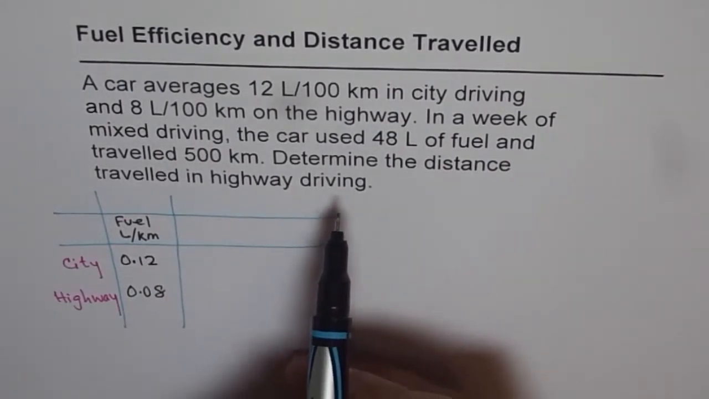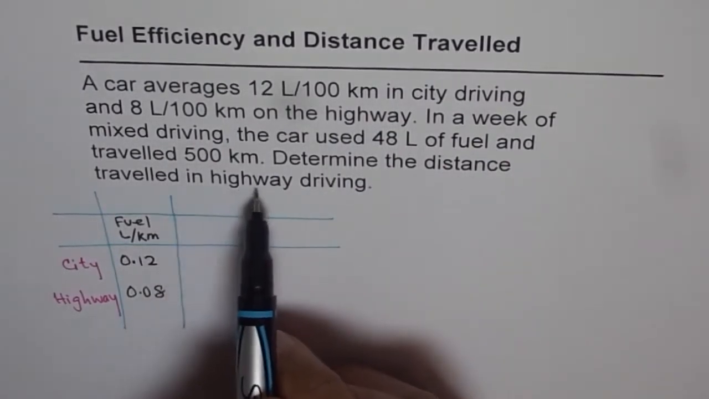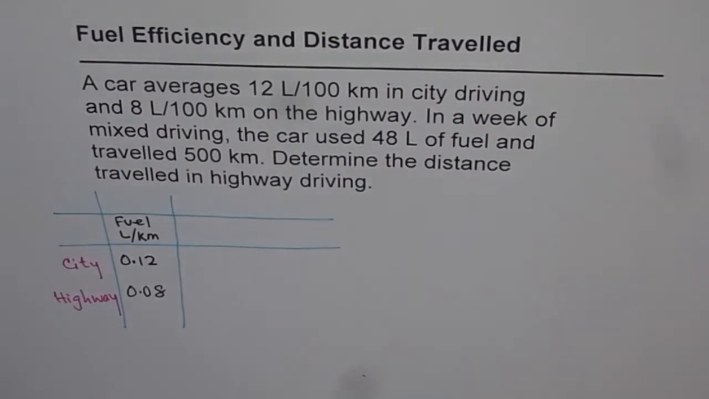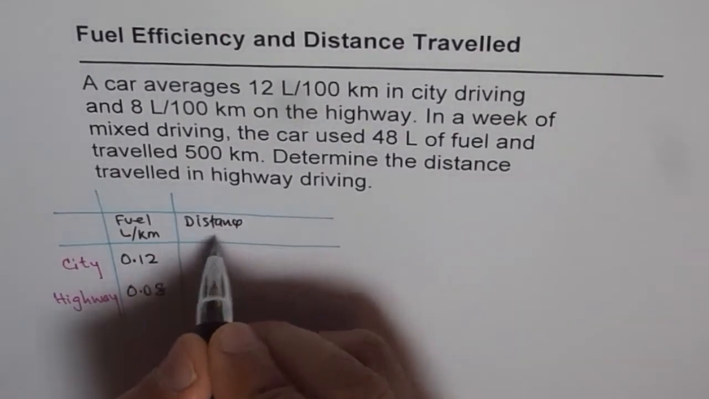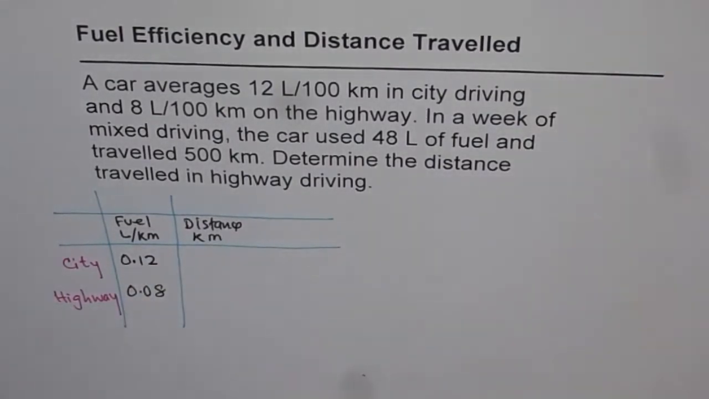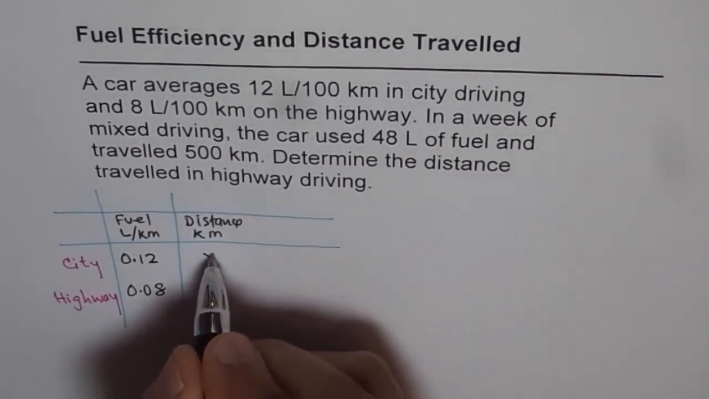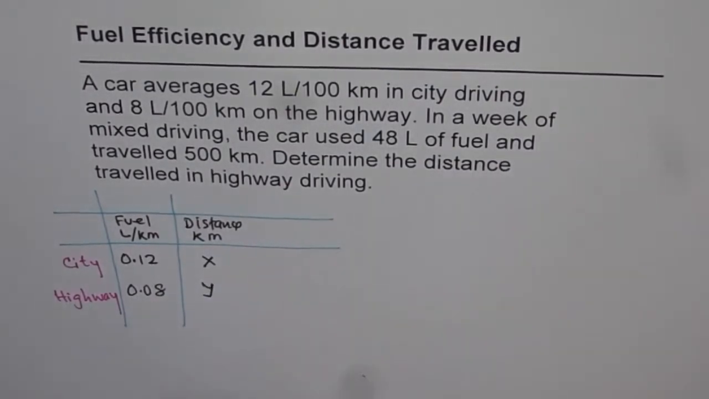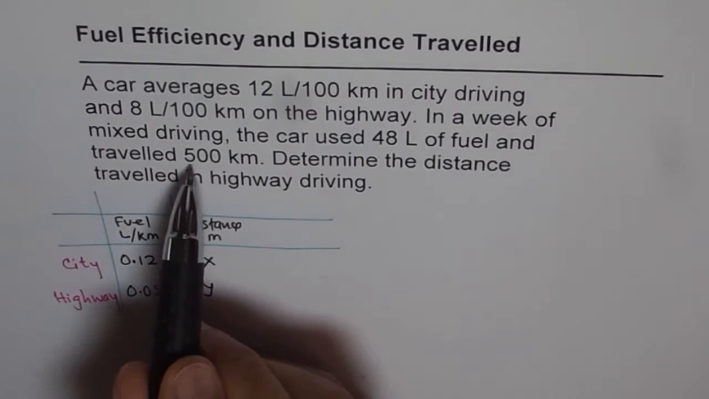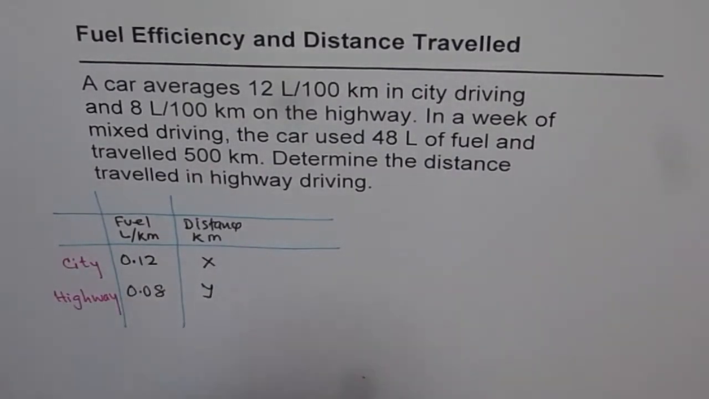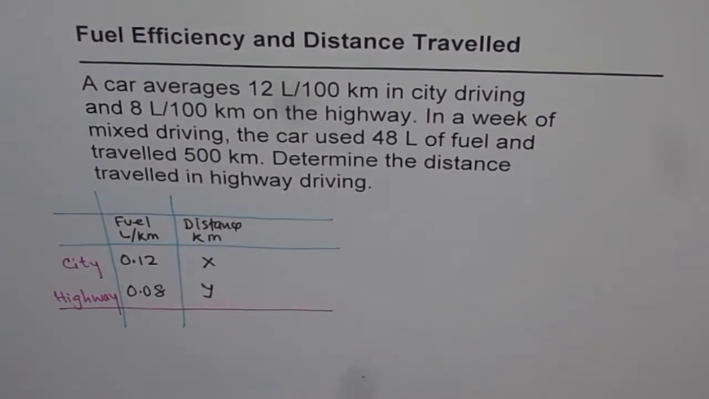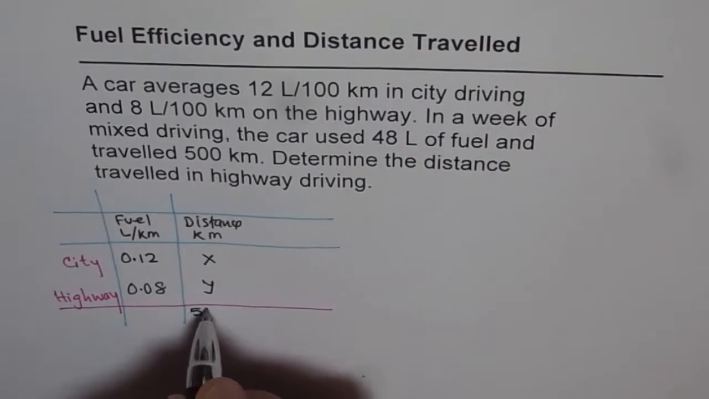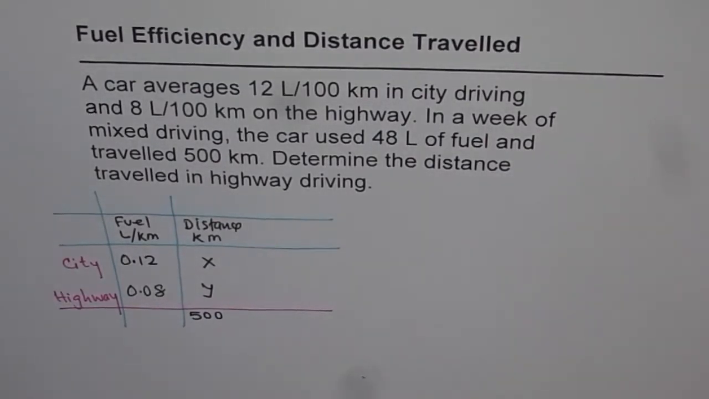What we need to find is the distance traveled in highway driving. So that means we need to find distance traveled in highway and in the city. So let me make this column for distance. Distance will be in kilometers, and let the distance in the city be x and the distance on the highway be y. They are unknown. But what is known here is the total distance of 500. When we add them up, we get a total distance of 500 kilometers. So that is known to us.